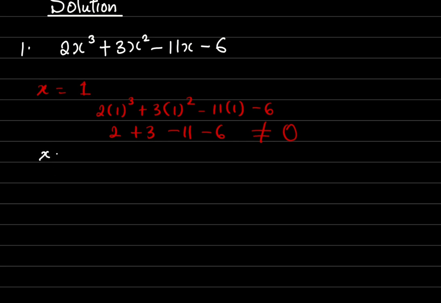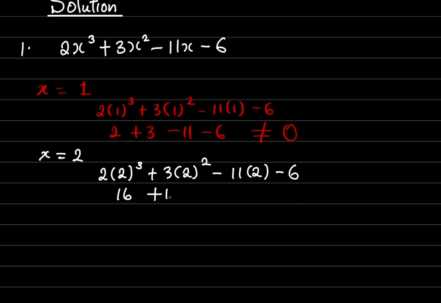Now let me test the next one. Let x be 2. So if x is 2, what I have here is 2 into 2 cubed plus 3 into 2 squared, then minus 11 into 2, then minus 6. Now this will give me 16 plus 12, then minus 22, then minus 6. If you check this, it comes out to be 0. Hence, we can conclude that one of the zeros, or roots, of the polynomial is 2. So x equals 2.